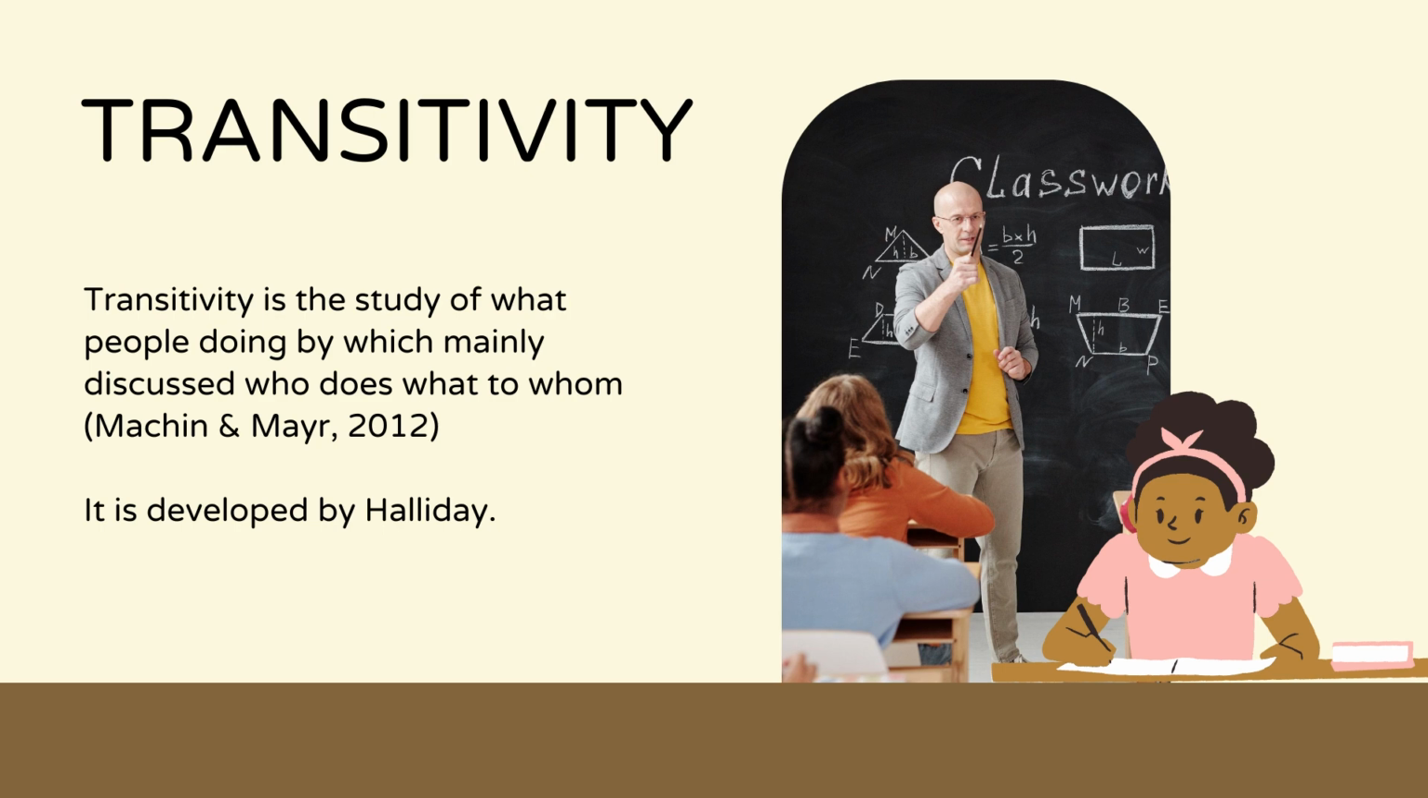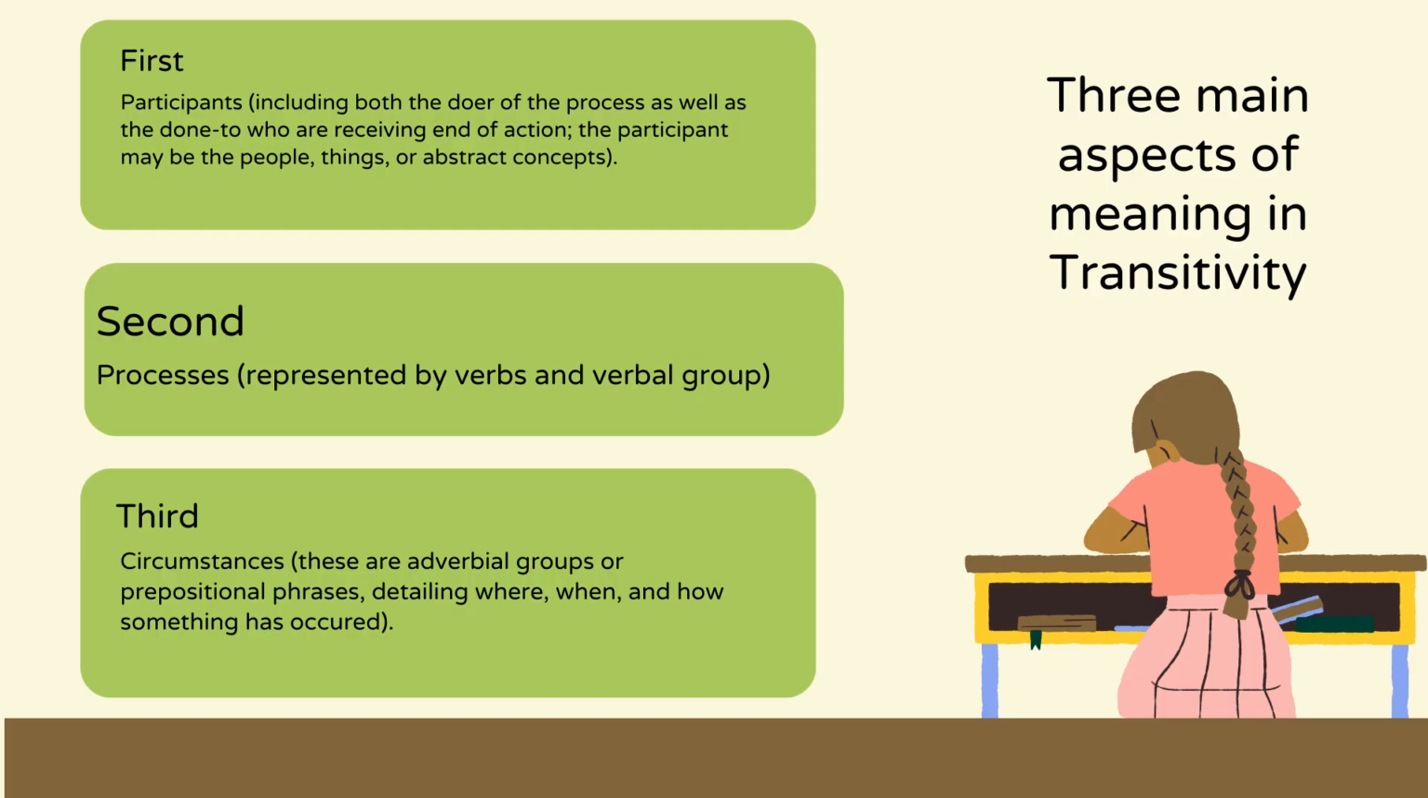According to Machin and Meyer in 2012, transitivity is the study of what people are doing, mainly discussing who does what to whom. This study was developed by Halliday. He was an English linguist who developed the internationally influential systemic functional linguistic model of language, or SFL.